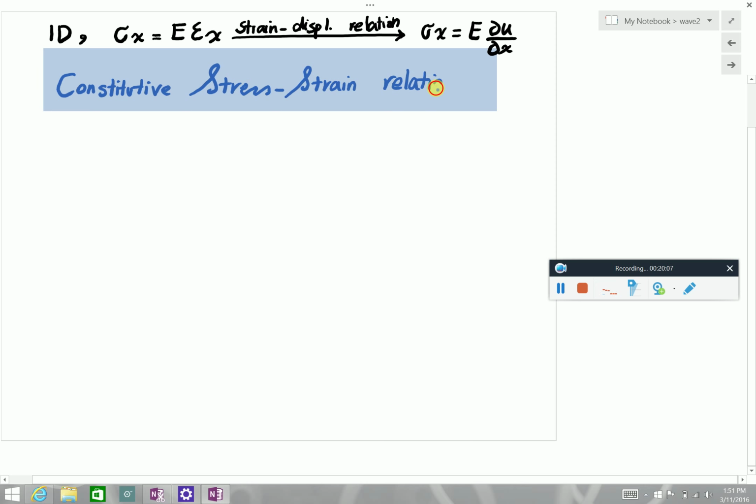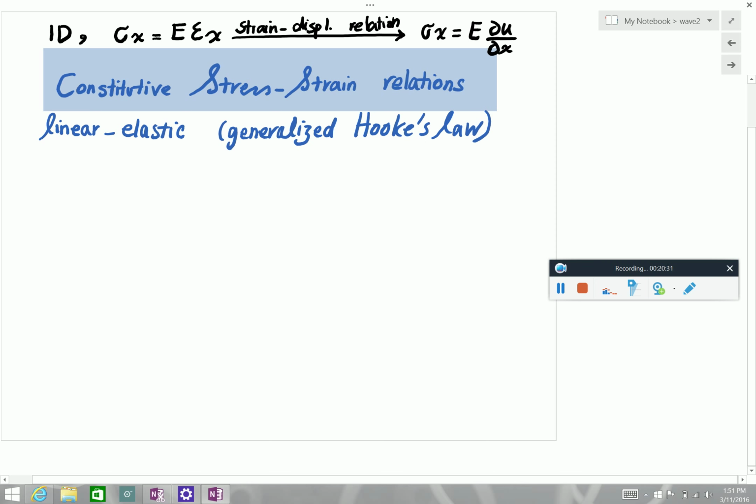And here we consider a linear elastic material. So linear elastic. And we need to write the generalized Hooke's law. So how does this law look like? Well, it's very simple.